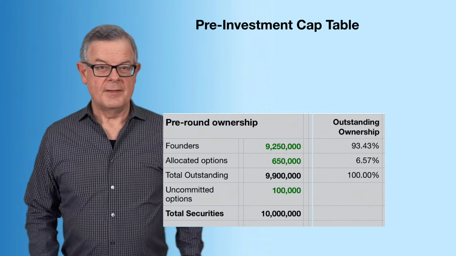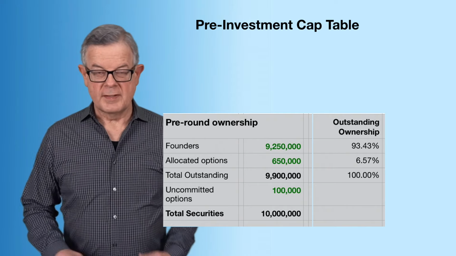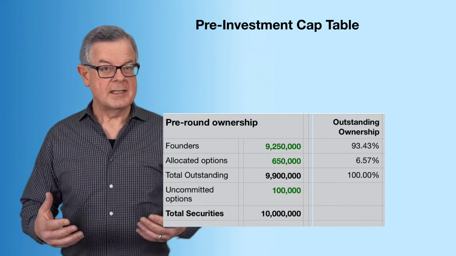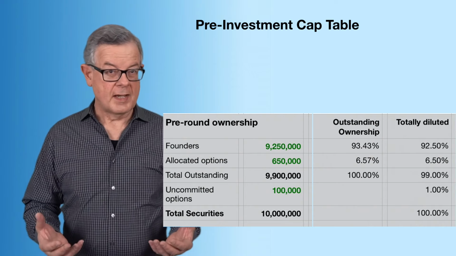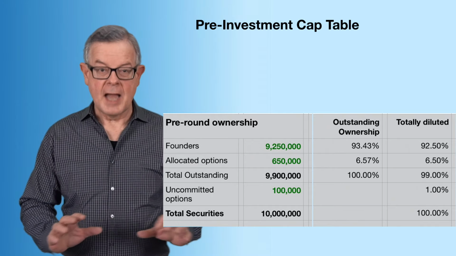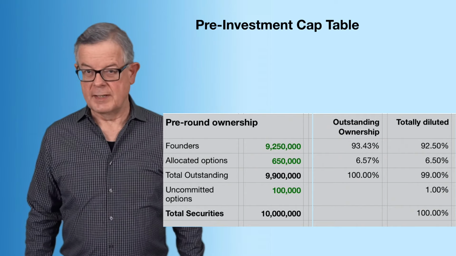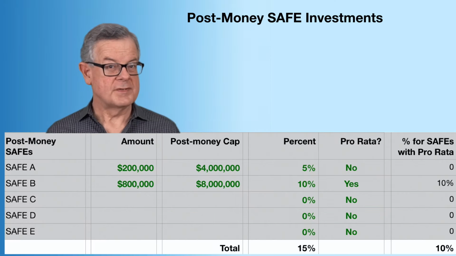So do the math, and the founders own a little more than 93% of the shares before the investment round if you just look at the actual issued shares. But if you take into account the fully diluted shares, i.e. the 100,000 shares that were allocated but not issued, not committed yet, then they have about 92.5% of the company. And then, of course, they take on some safe investment.